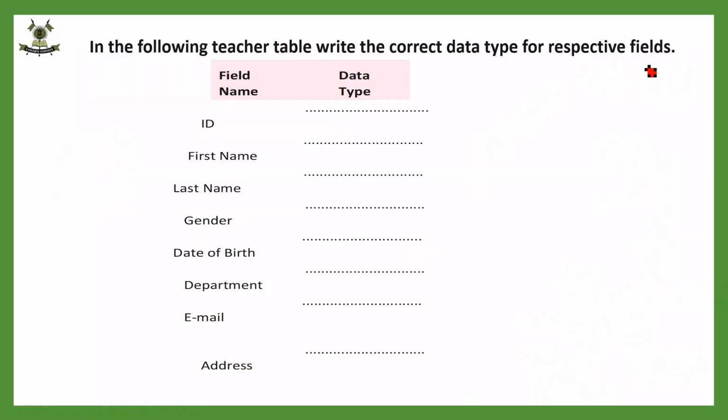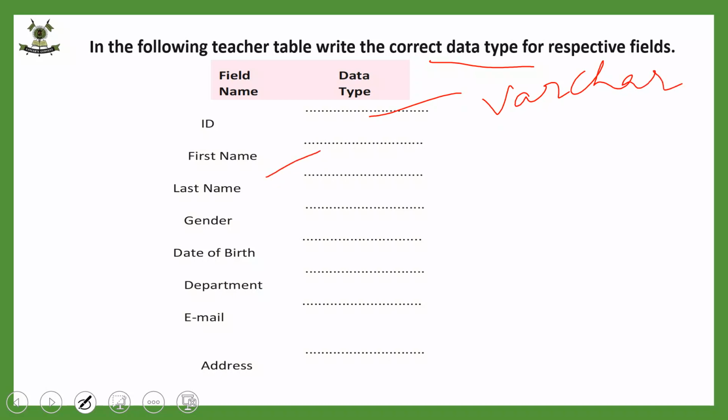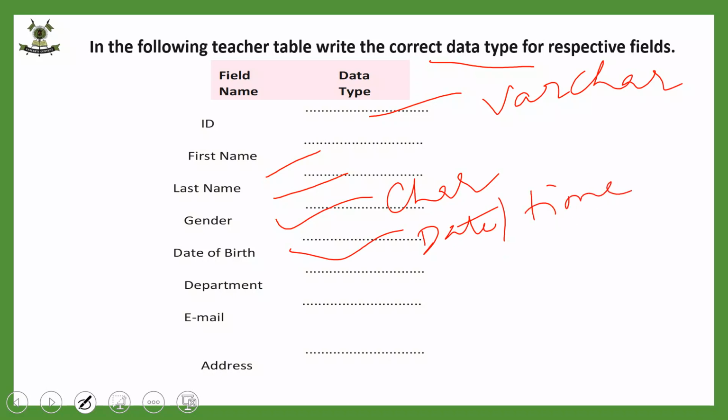Now let's see a small exercise. In this, we have to write the correct data type for each of the respective fields. So ID can be varchar, or you can declare it as char. First name, last name can be varchar. Gender again can be char, right? And date of birth can be date or time, right? Then department can be varchar. Similarly, email can be varchar, and address can also be varchar.